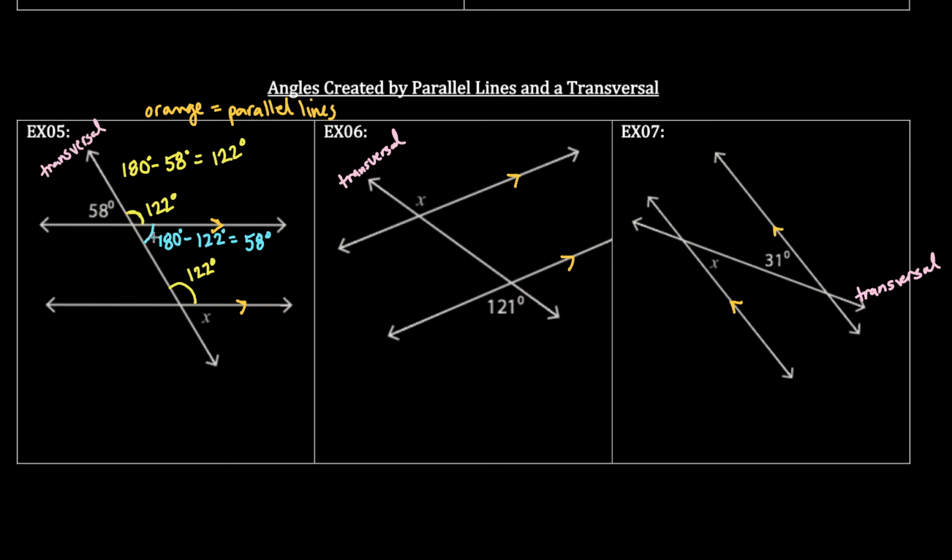Remember, the transversal cuts the parallel lines at the same angle, so this 58 degrees is also right here. This 58 degrees is supplementary to this angle right here. 58 degrees and something give you 180. But we know 58 degrees and 122 gave you 180. So this also has to be 122 degrees, and that means this is also 122 degrees.